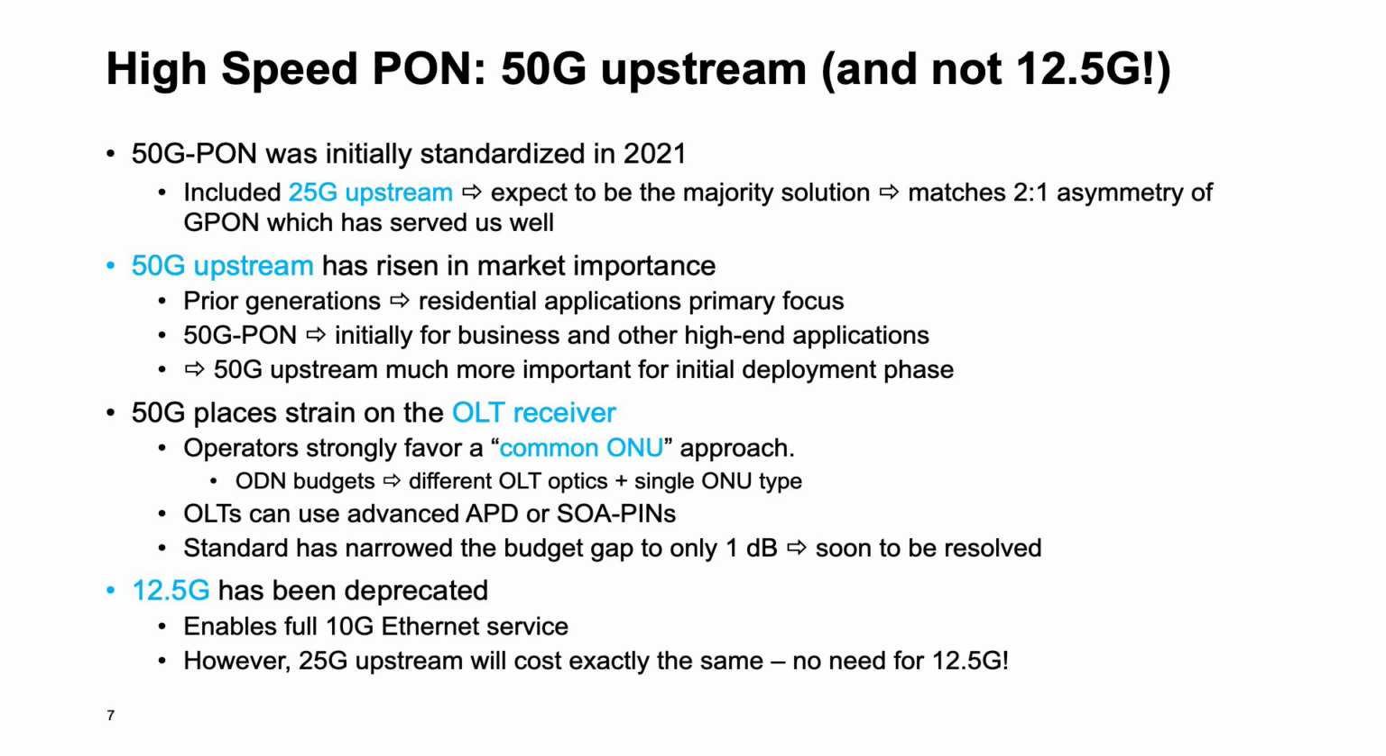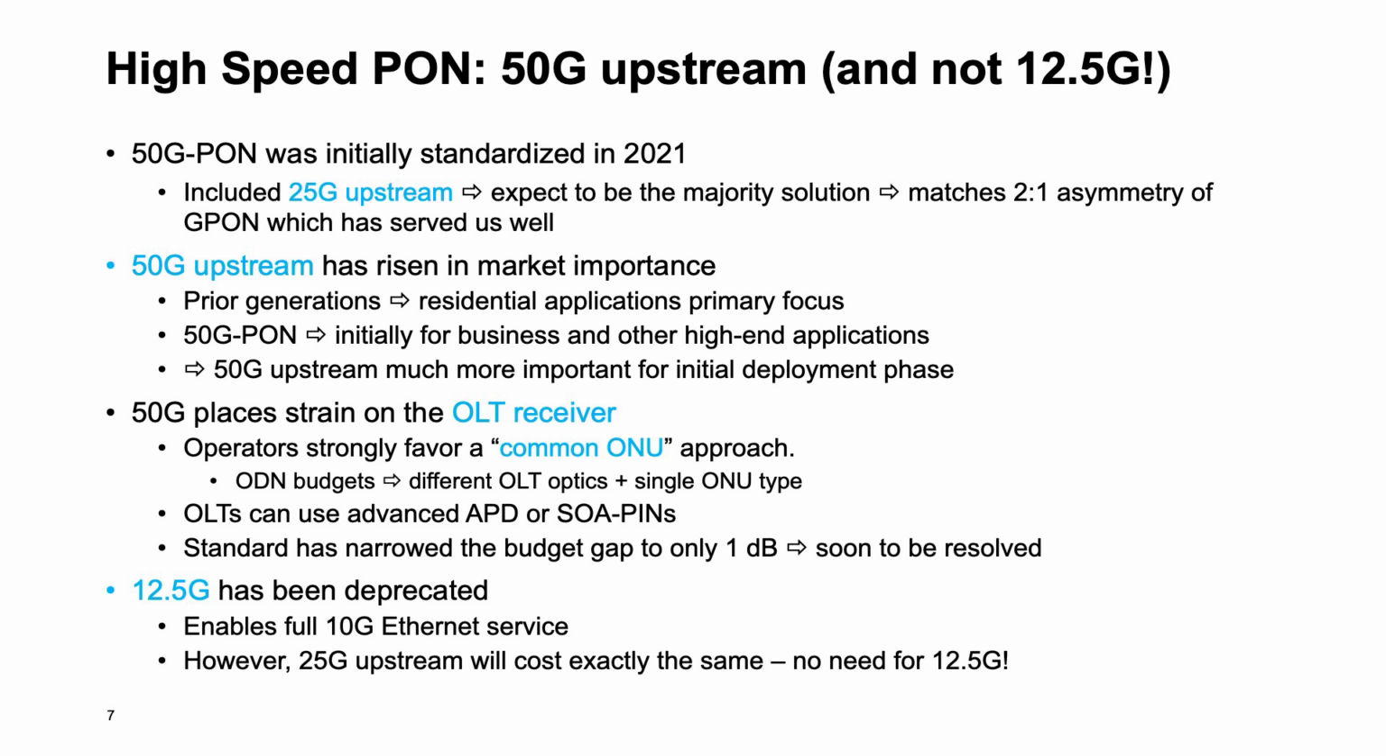So high-speed PON, or for short, the 50G PON at the moment. Things that have been going on there: 50G upstream has been a key focus of our study, and I'll also talk about the deprecation of 12.5G in that recommendation. So in the beginning, we thought that maybe the 25G upstream would be the majority solution, the mainstream. It matches the 2-to-1 asymmetry that we have with GPON, and that's served us well so far.